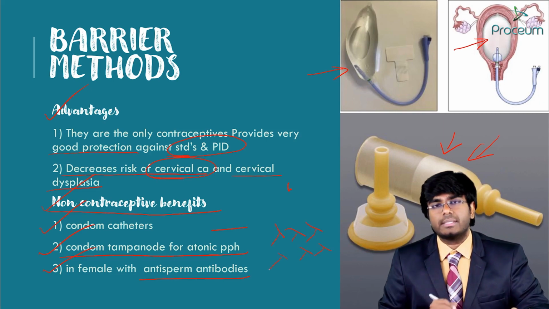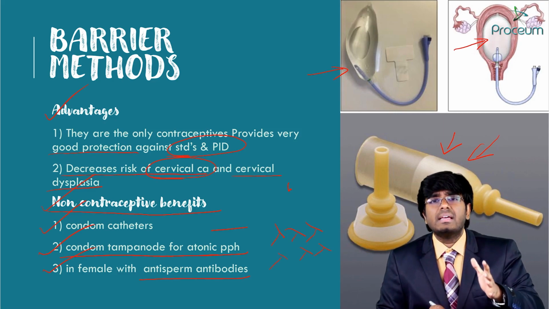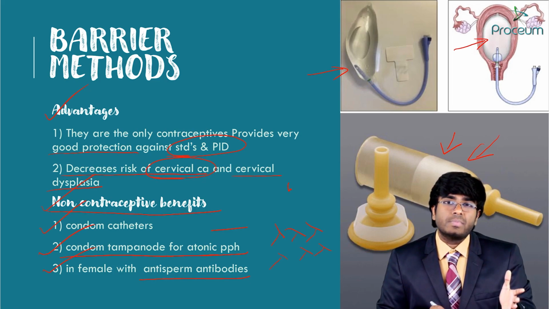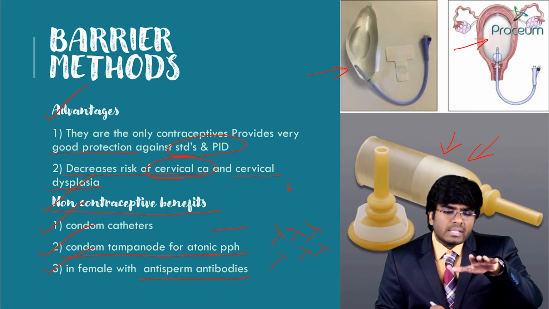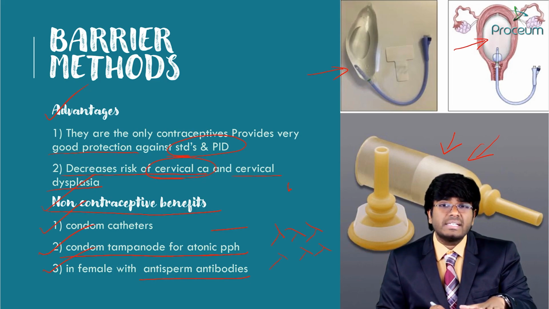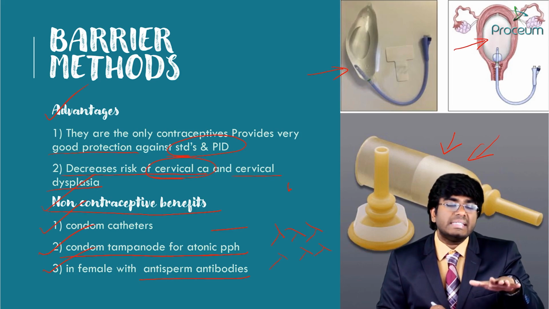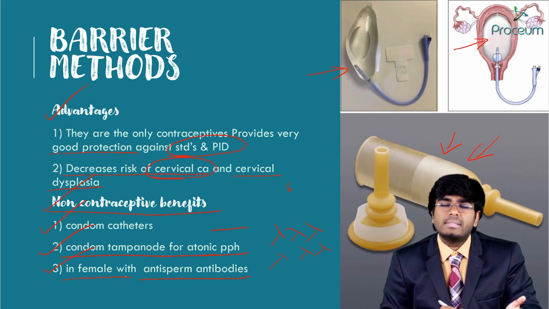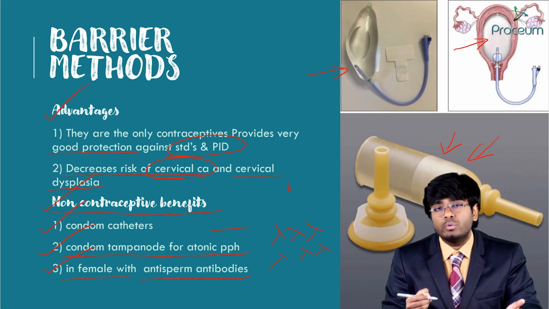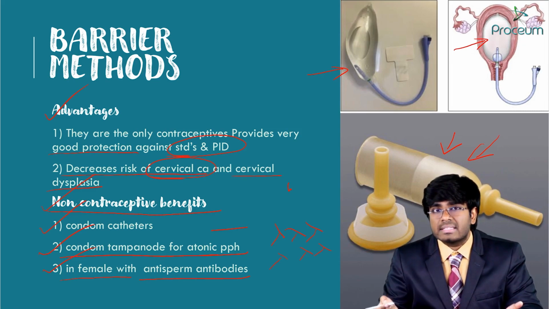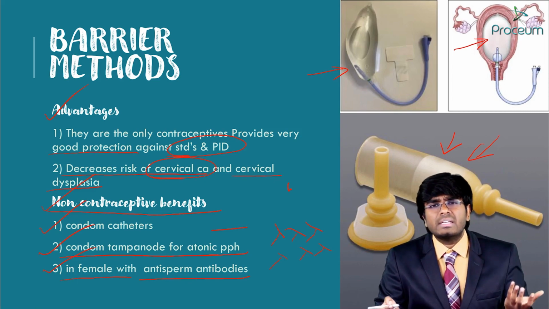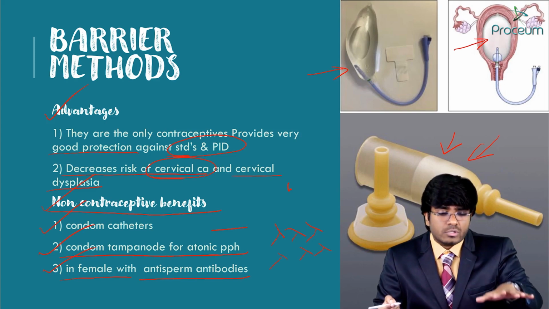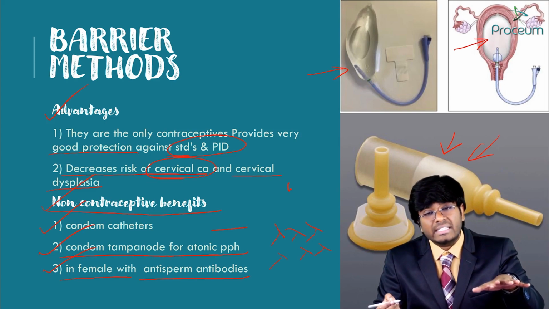So in this condition, the male was asked to use the condoms for the next 3 months. So the anti-sperm antibodies which are present in the cervical mucus may decrease after 3 months. So in a female with anti-sperm antibodies, the male partner was asked to use condoms for the next 3 months, and we can give the female partner corticosteroids. Why? Because corticosteroids are immunosuppressants. So these corticosteroids will also decrease the anti-sperm antibodies.